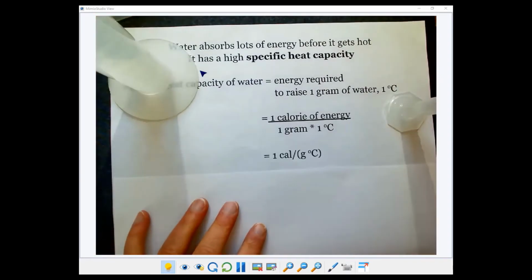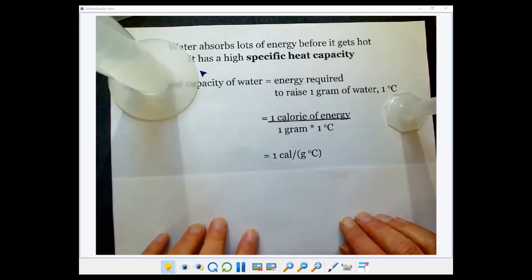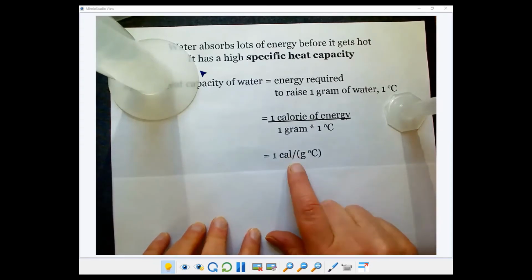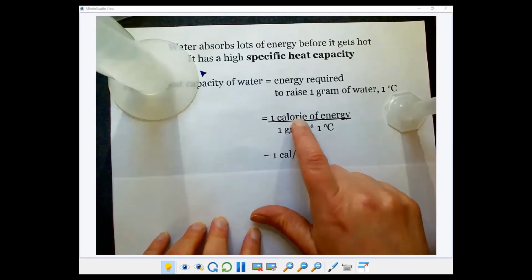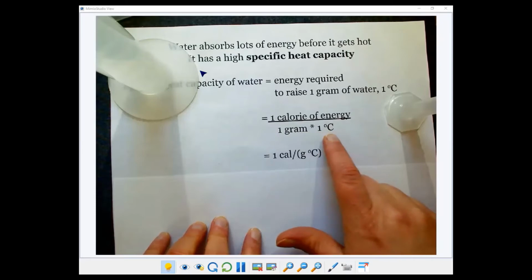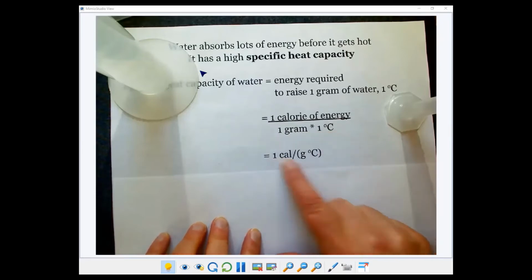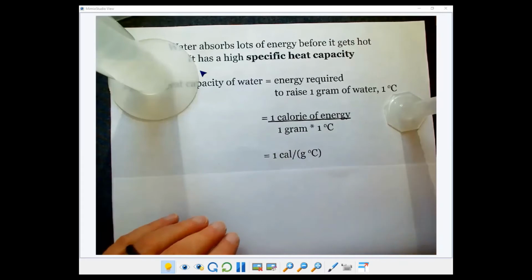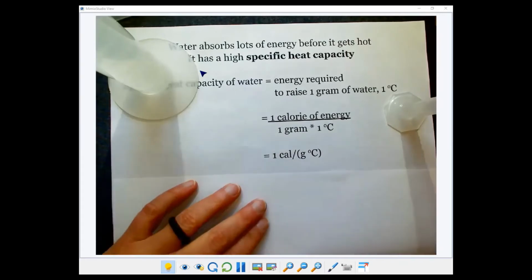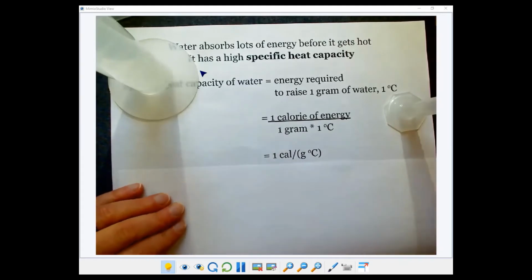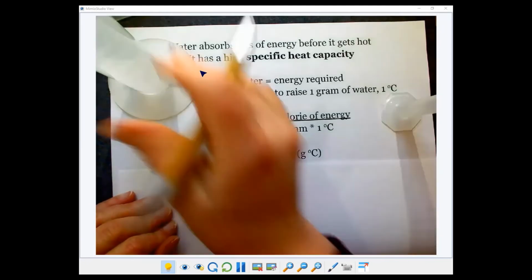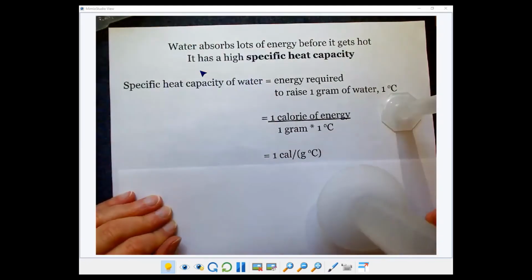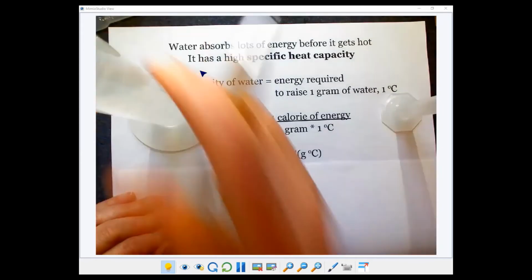And to summarize that, it looks like this. 1 calorie per gram degree C. So you can see that 1 calorie of energy per 1 gram 1 degree C. So that's another way of writing that. Let's use that again. We know that it takes 1 calorie to raise this up 1 degree C. How much energy would it take to raise this 100 grams 1 degree C?